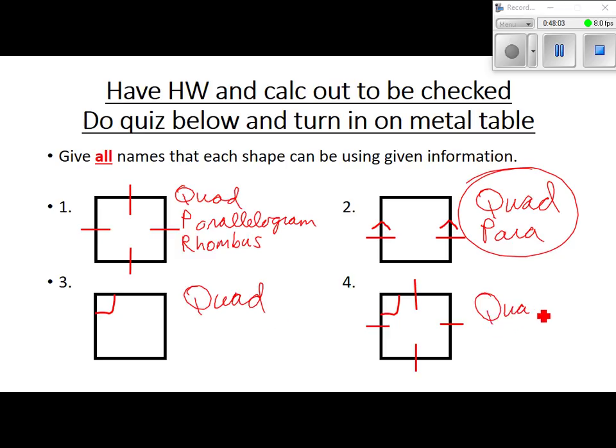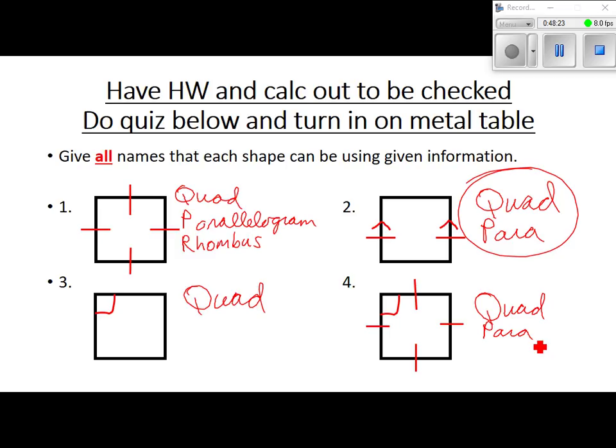Next one. What's first name? Quadrilateral. Then we check what? Parallelogram. Is it a parallelogram? Give me a reason. 2 pairs of opposite sides are congruent, so we know it's a parallelogram. Then we check what? Rectangle.